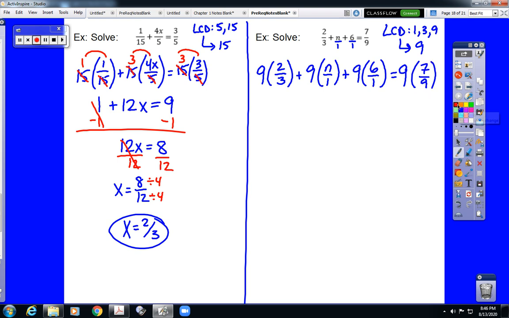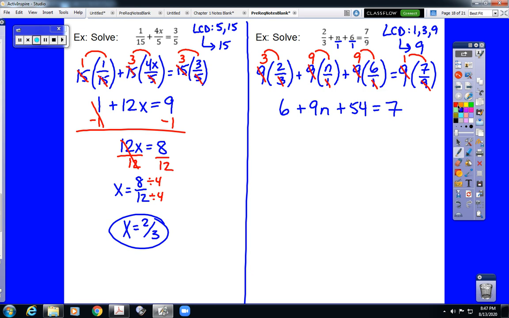Go in and do the division. 9 divided by 3 is 3. 9 divided by 1 is 9. 9 divided by 1 is 9. 9 divided by 9 is 1. Multiply. Gives us the linear equation 6 plus 9n plus 54 equals 7.